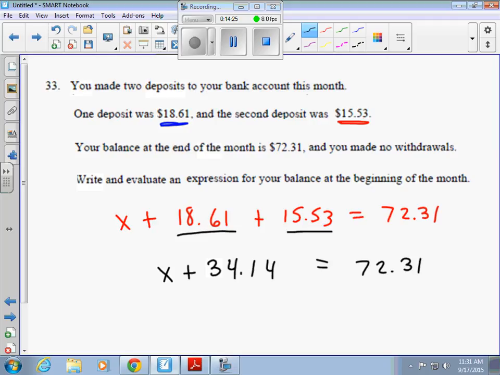$72.31. So mental math, since we haven't talked about inverse operations yet, mental math. What number plus $34.14 is equal to $72.31? So when you subtract 72.31 minus 34.14, the number that X comes out to is $38.17.